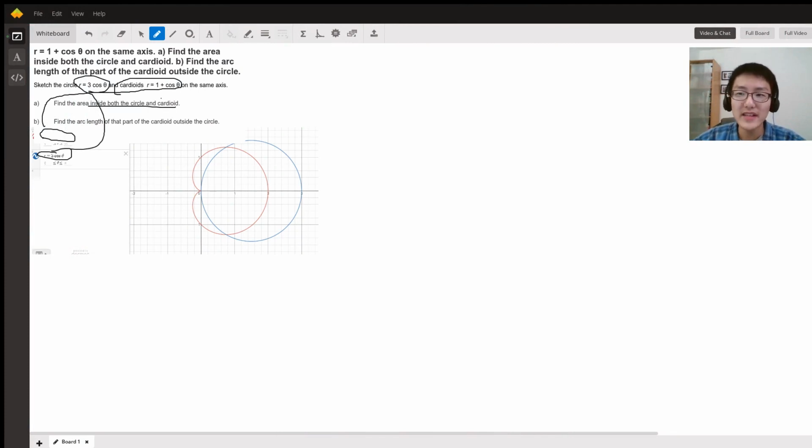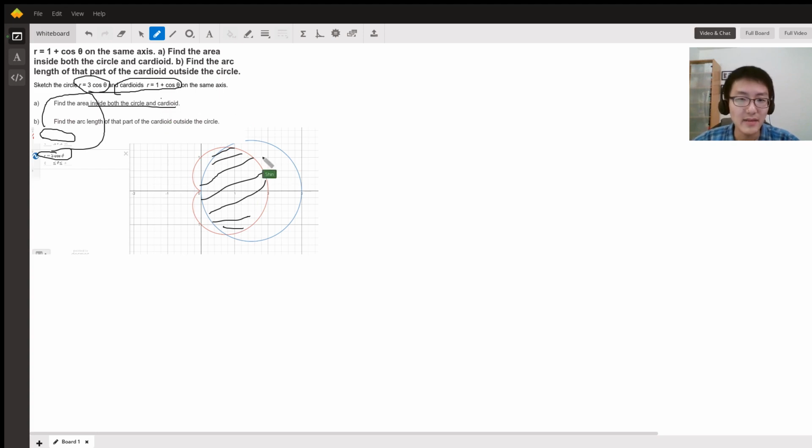All right, so I'm going to be answering this question here. We're supposed to figure out the area inside both the circle and the cardioid. The cardioid's inside is here, so everything inside here will be the cardioid, and inside the circle would be in here. But we want to make sure that it's inside both, so we're going to make sure that the area will cover this.